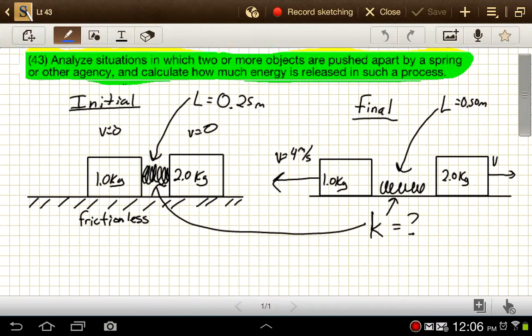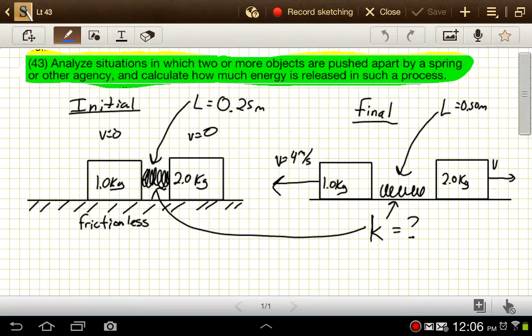And really there's two of them. K appears in force from a spring is equal to negative Kx, and it appears in the equation Us, the spring potential energy, is equal to 1/2 Kx squared. And so we start to examine these and think, what information would we have that works best with this?